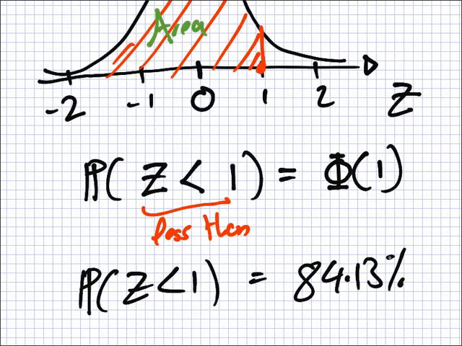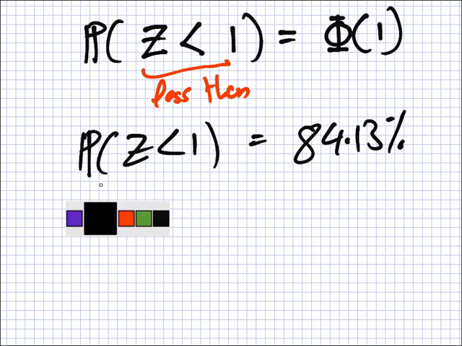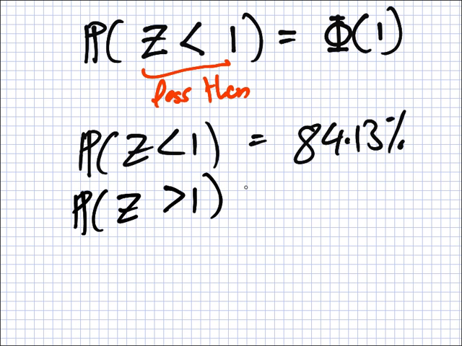Now suppose I was to ask you a similar question. I said, what is the probability that you will be more than 1? 1 minus this, isn't it? So what's that? 15.87, is it? Yeah.